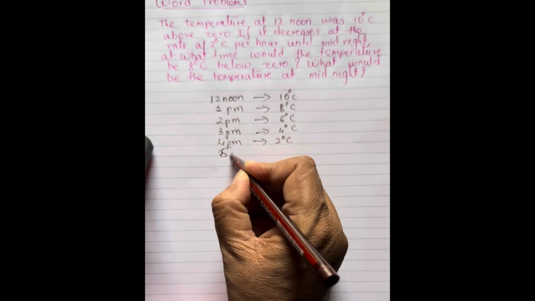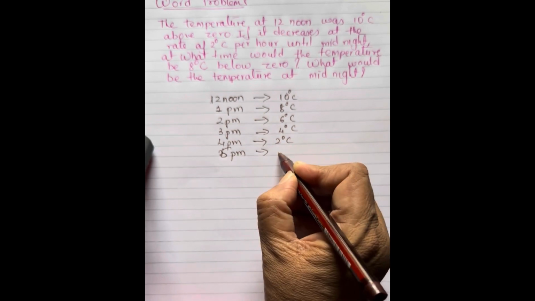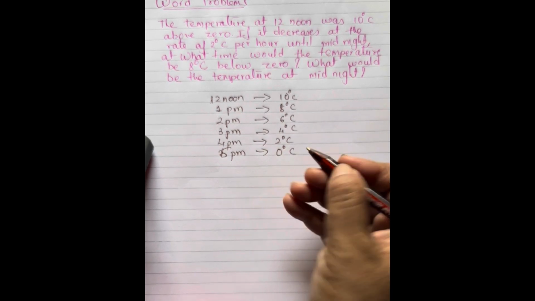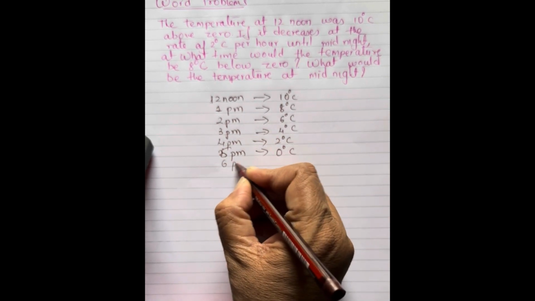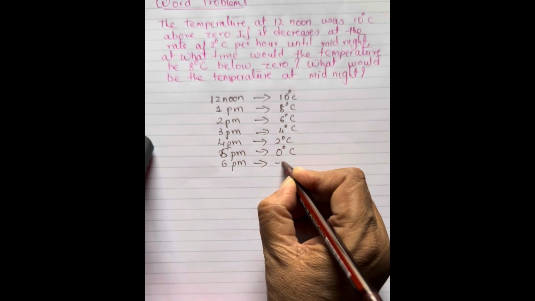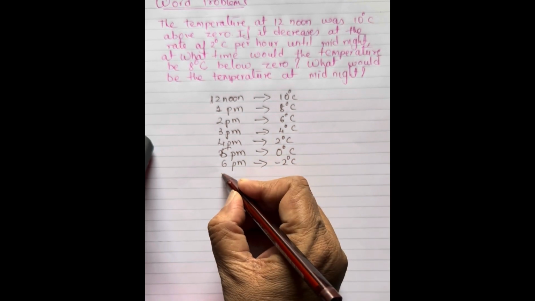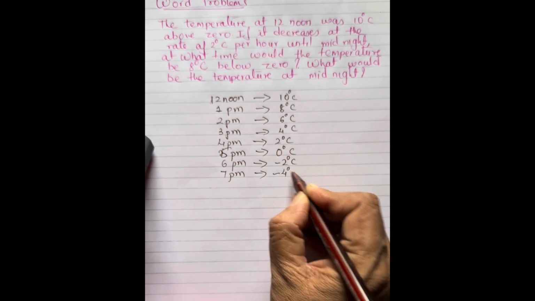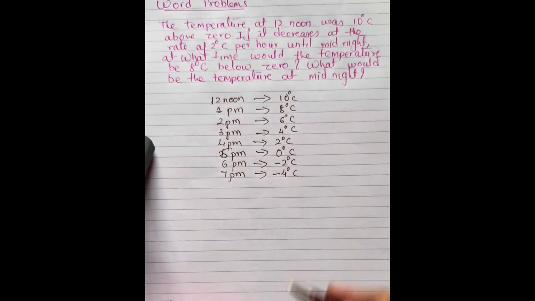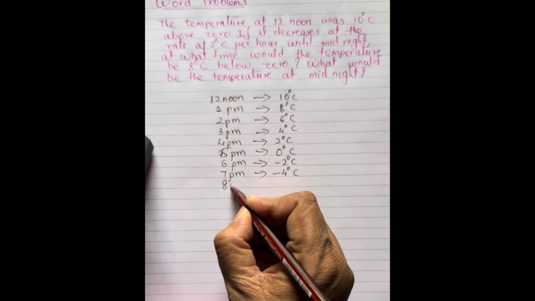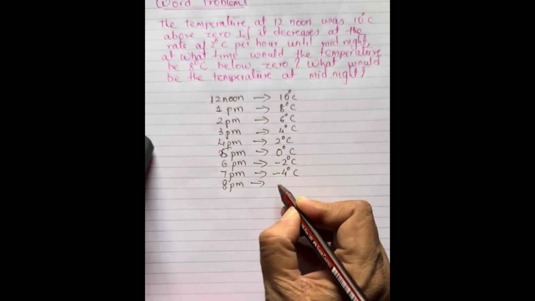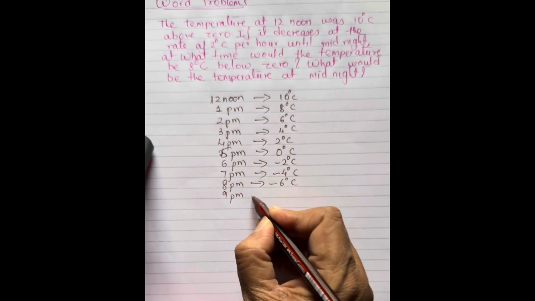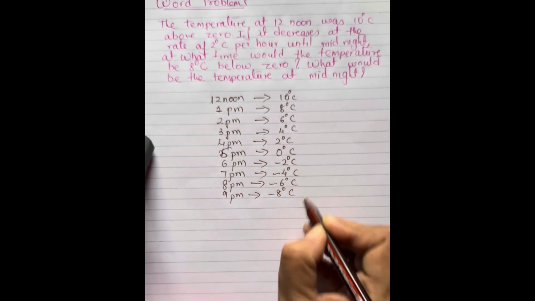5 p.m. it is 0 degrees centigrade, right? Now after 0, if it is decreasing by 2, it will be negative, right? So minus 2 degrees centigrade. Then 7 p.m. it will be minus 4 degrees centigrade because you are going 2 degree below 0. 8 p.m. it is minus 6 degrees centigrade. 9 p.m. minus 8 degrees centigrade.